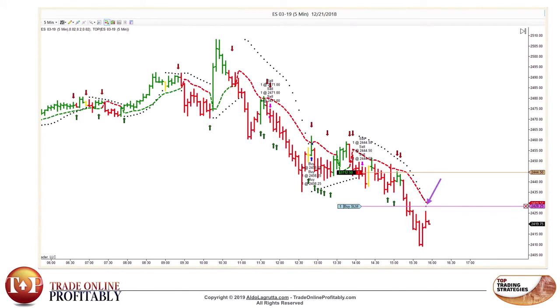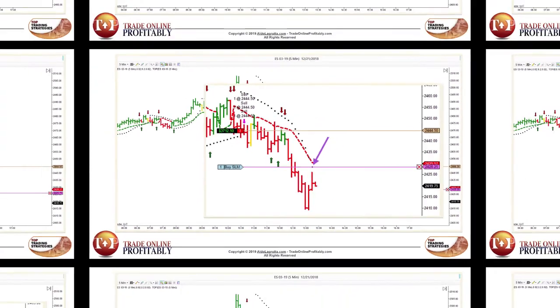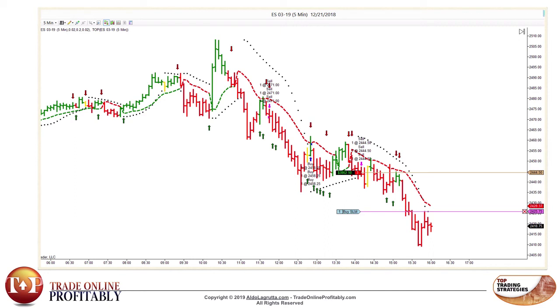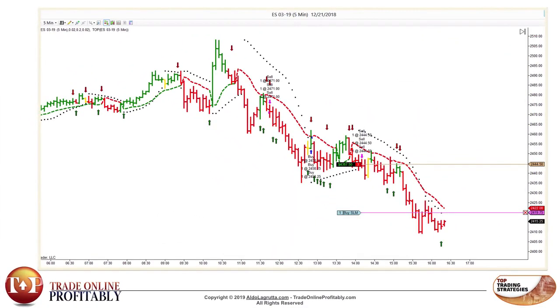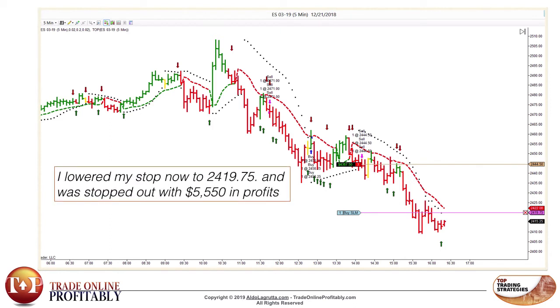The SAR was now very close to the high of the bar. There was a strong possibility I was going to be stopped out soon, but my stop was already at 24.2825, locking in substantial profits. I was able to lower the stop further and lock in even more profits. However, the SAR was now so close to the bars that it was only a matter of minutes before it would take me out. I could lower my stop now to 24.1975 and was stopped out with 5,550 in profits.